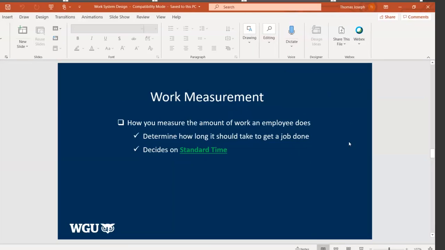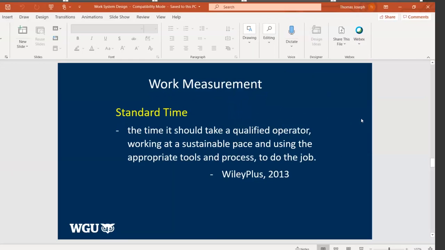That's why you have shifts, you have schedules. You work 8 to 5 or 9 to 4, or you work, give me another shift, 7 a.m. to 7 p.m. Work measurement determines how long it should take to get a job done. And out of that comes what is called standard time. Standard time, your textbook defines as the time it should take a qualified operator or person or individual working at a sustainable pace and using the appropriate tools and process to do the job, right?